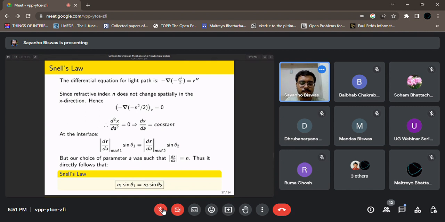Is it not? Our choice of parameter A was such that mod dR/dA equals n, thus it directly follows that n1 sine theta 1 equals n2 sine theta 2. See, it just takes 2 to 3 lines of writing. It's not even calculation. Just 2 to 3 lines of writing, which proves Snell's law directly. This is how powerful this optomechanical analogy is. Great.